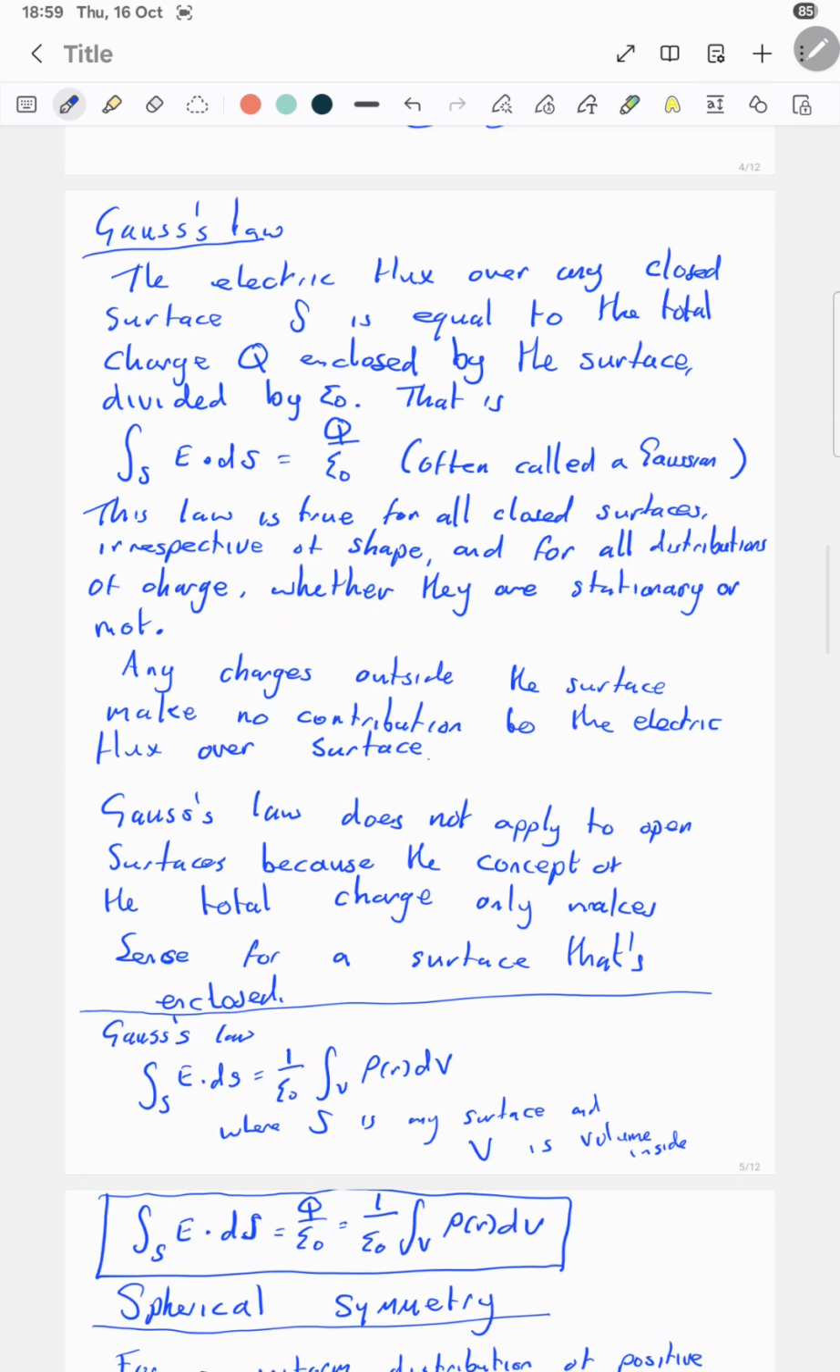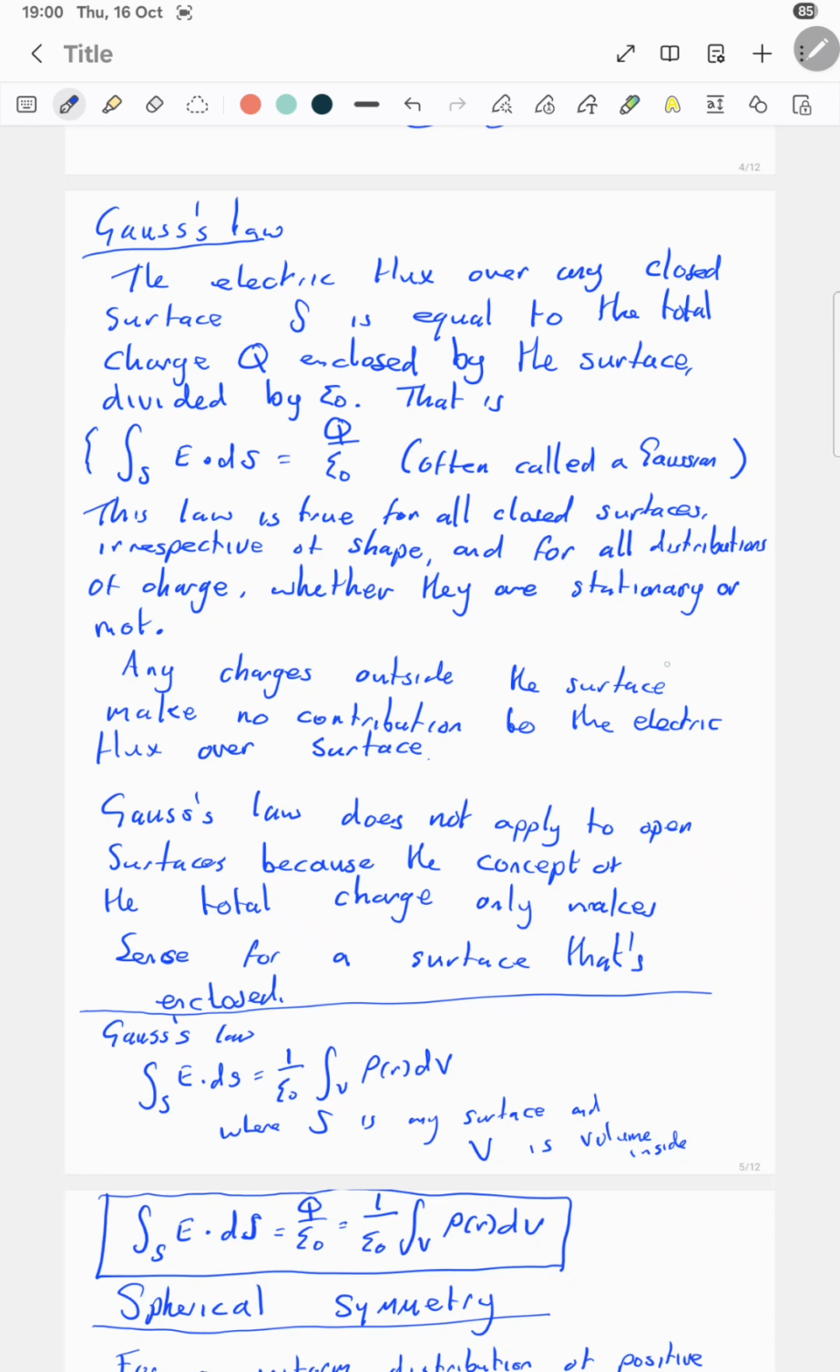Now, Gauss's law: the electric flux over any closed surface S is equal to the total charge enclosed by the surface divided by the permittivity of free space, which is here. The surface we're using as a mathematical object is often called a Gaussian surface. Anyway, this law is true for all closed surfaces irrespective of the shape, and for all distributions of charge whether they are stationary or not. Any charge outside the surface makes no contribution to the electric flux over the surface.